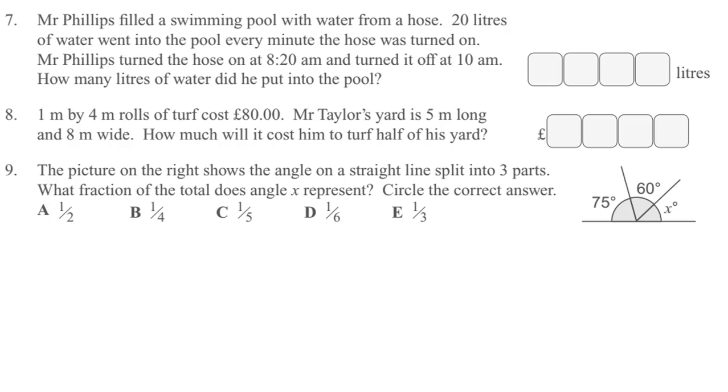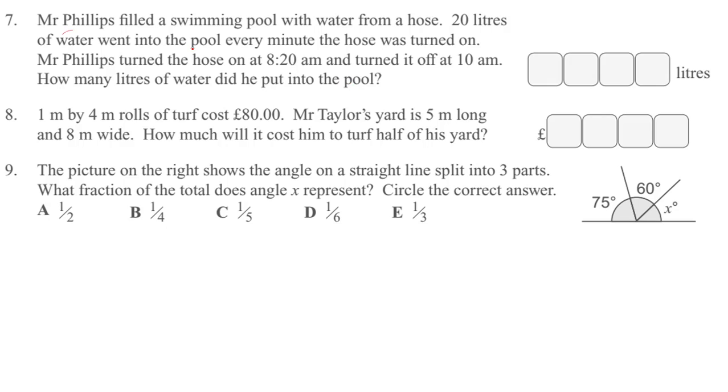So we're just going to go quickly to question 7, which says that Mr. Philip filled a swimming pool with water from a hose. Now 20 liters of water went into the pool every minute the hose was turned on. Mr. Philip turned the hose on at 8:20 a.m. and turned it off at 10 a.m. How many liters of water did he put into the pool?